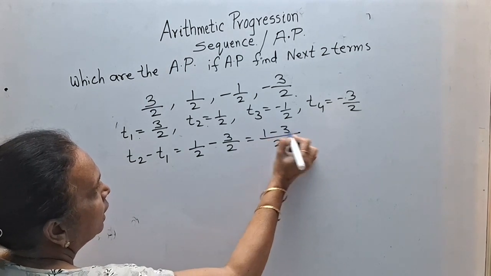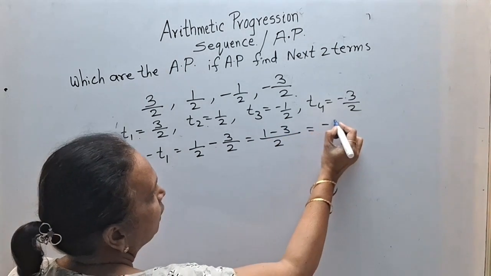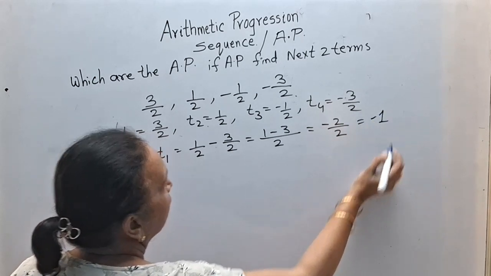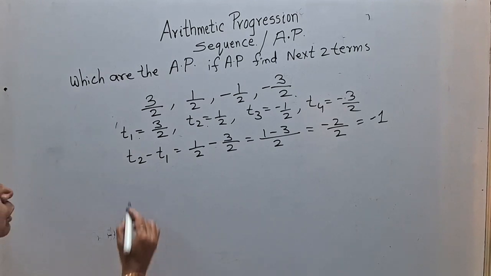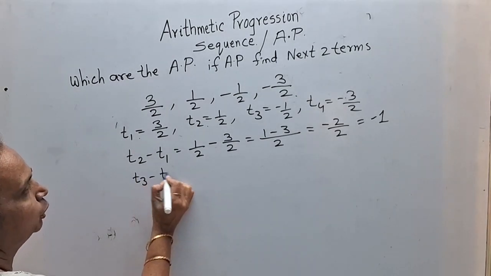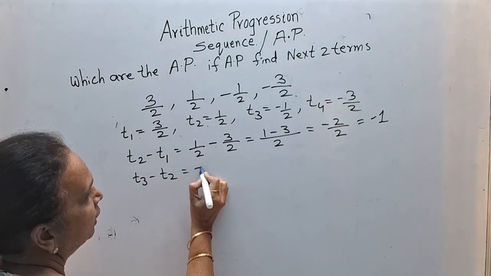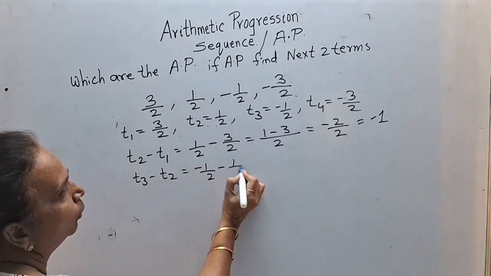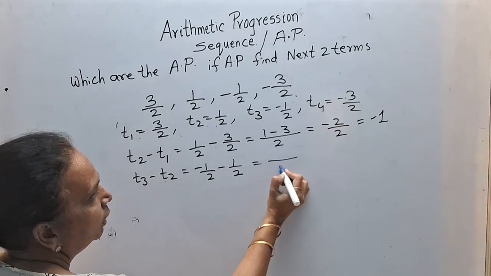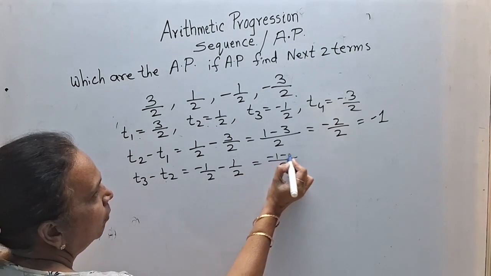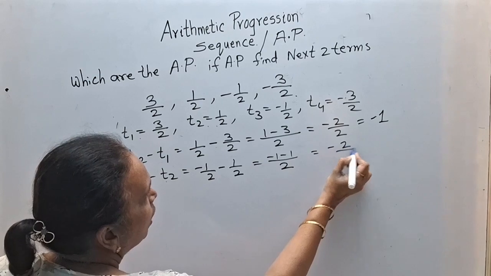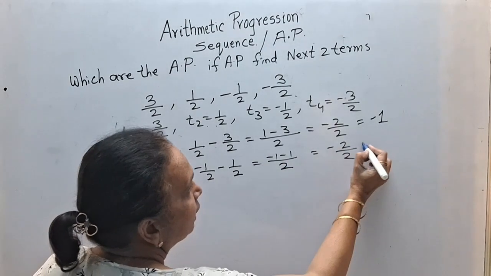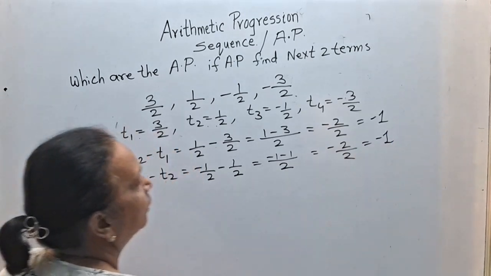So 1 minus 3. One is plus, one is minus, so take the minus sign of the greater number. Minus 2 upon 2. This will get cancelled. Minus 1. Next, T3 minus T2. T3 is minus 1 upon 2, minus T2, which is 1 upon 2. Again the denominator is 2. Minus 1, minus 1, that is minus 2 upon 2. Both are minus, so you do plus with a minus sign. Again it will get cancelled, that is minus 1.